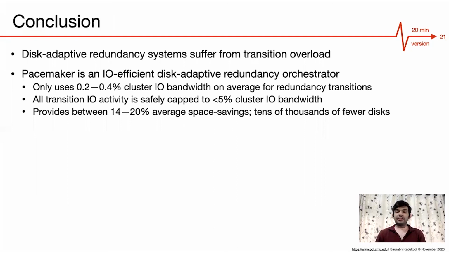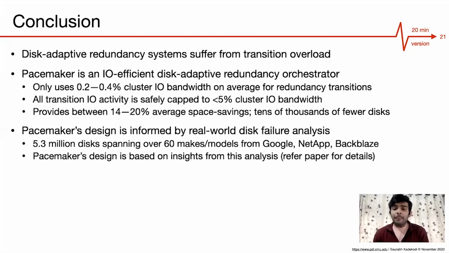Pacemaker is an IO-efficient disk adaptive redundancy orchestrator that performs redundancy transitions using very little IO. In fact, it requires less than 0.5% on average of the cluster IO bandwidth. All transition IO activity is safely capped to be under 5% at all times, and Pacemaker provides between 14 to 20% space savings on average, which translates again to tens of thousands of fewer disks. Pacemaker's design is informed by analyzing over 5.3 million disks spanning over 60 makes and models from 3 production environments across Google, NetApp, and Backblaze.